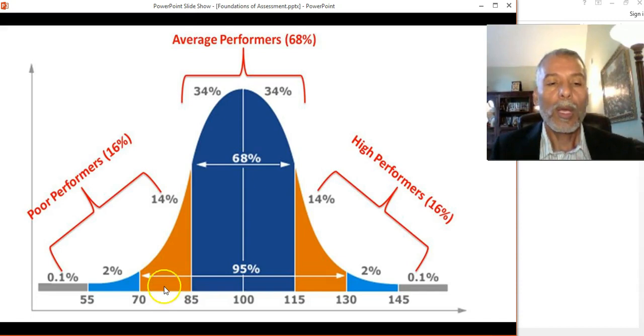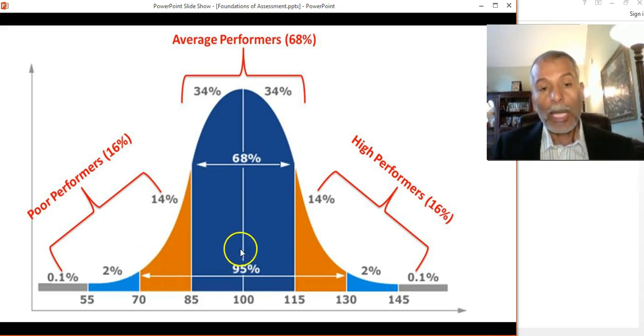Then 70, for example, is severe. It shows a severe problem. For example, IQ tests. If someone scores at 70, technically that is mental retardation, otherwise known today as intellectual disability, at 70.